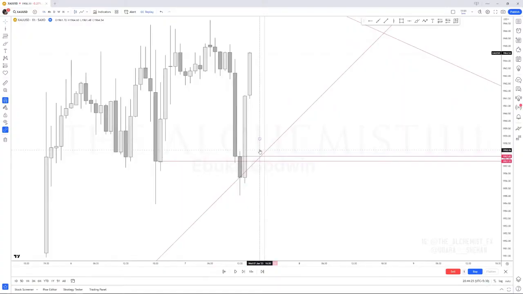This is 4:30 p.m. This is when New York kill zone starts. That's my time. You can set it to your time zone and then do this. See this 4:30 p.m. my time. That is New York kill zone. 5:30 p.m. my time. That is the New York session.